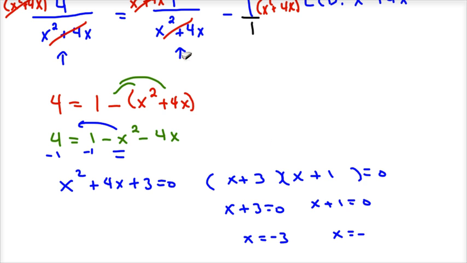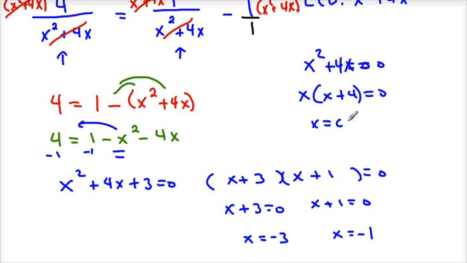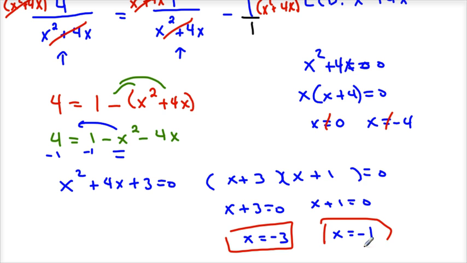Let's make sure that both solutions are not extraneous solutions. X squared plus 4x. So when does x squared plus 4x equal 0? Well, we can factor this. It would be x times x plus 4. So when x is 0 and x equals negative 4, we have extraneous solutions. So x cannot equal 0, x cannot equal negative 4. Both solutions here are good to go.